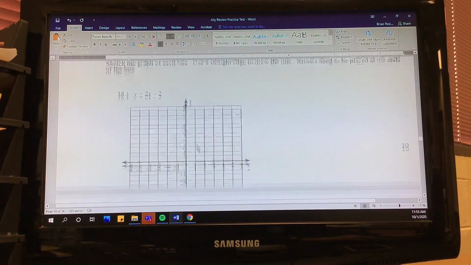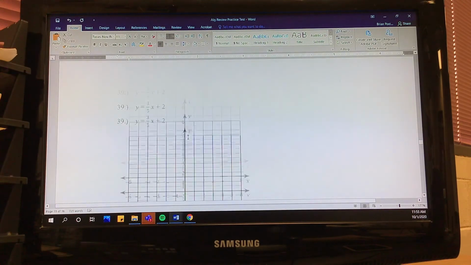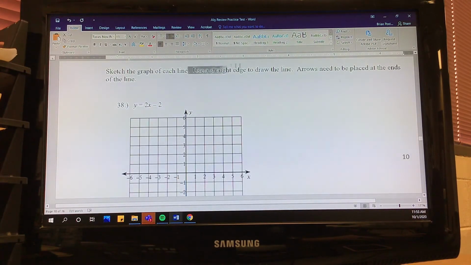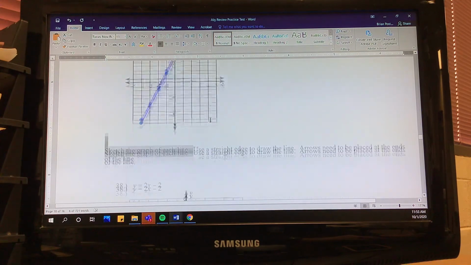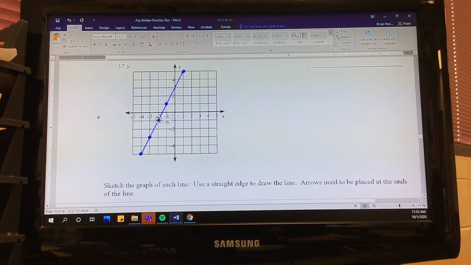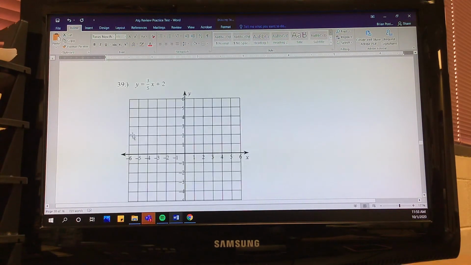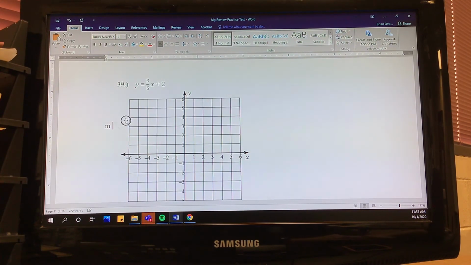All right, let's see what's next. Sketch the graph of each line. Use a straight edge to draw a line. Okay, so let's get ready to graph a line. Let me take one of these little points. Okay. So what we need is we need to write down what slope and our y-intercept is. So m equals and b equals.